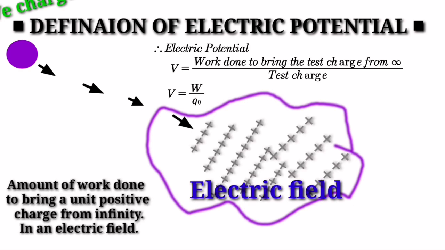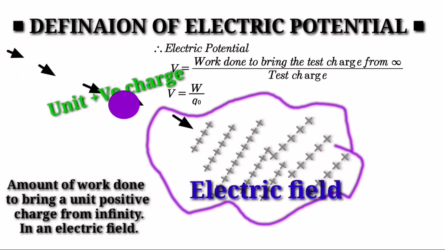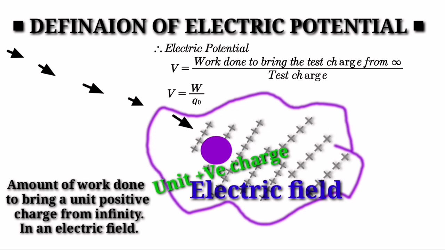In earlier classes we have learned about electric potential. The definition of electric potential is that it is the amount of work done to bring a unit positive charge from infinity to a point in an electric field.